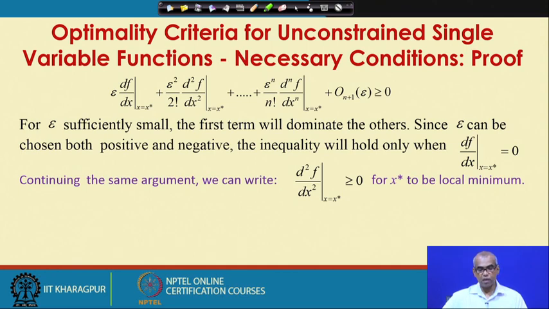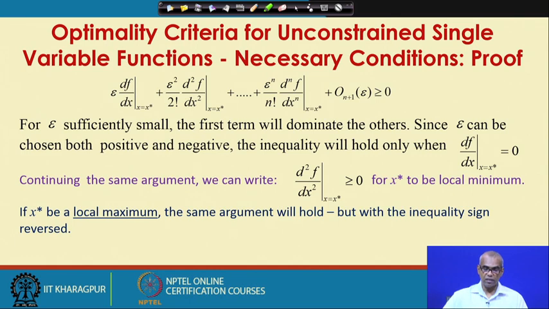So, continuing the same argument, we can write d square f/dx square is greater or equal to 0 for x star to be local minimum. Why? Because epsilon square by factorial 2 is always positive. So, d square f/dx square must be greater or equal to 0 for x star to be local minimum. So, we get both first order necessary condition as well as second order necessary condition.